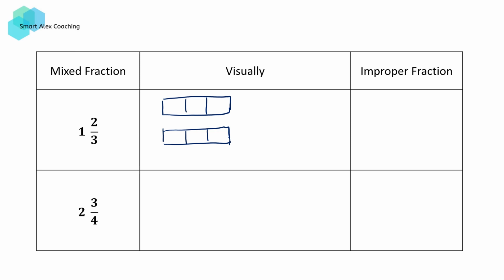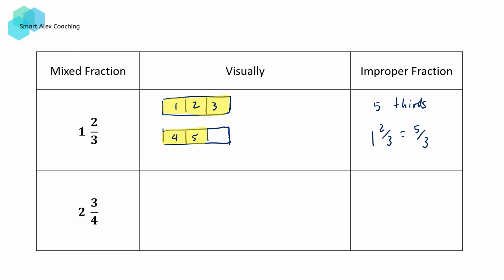To represent 1 2/3, we're going to color in all of the first bar, that's one whole, and only 2 parts of the second bar, which is 2/3. Now, essentially, we have got 1, 2, 3, 4, 5. So we have got 5 thirds. In other words, 1 2/3, our mixed fraction, is equivalent to 5/3 as an improper fraction.